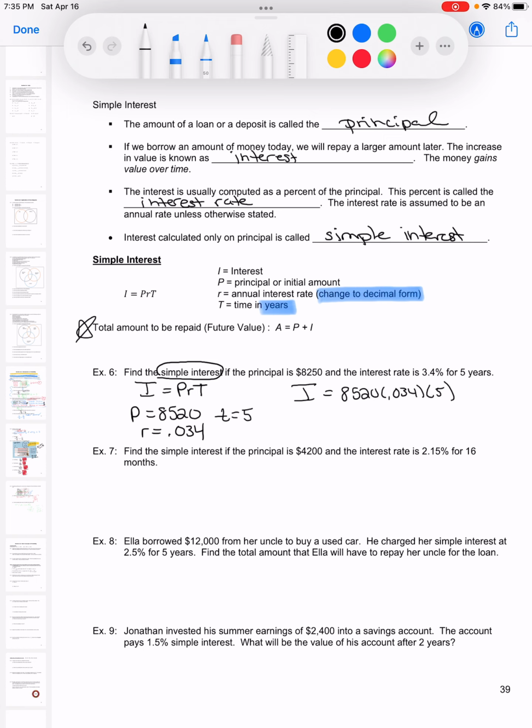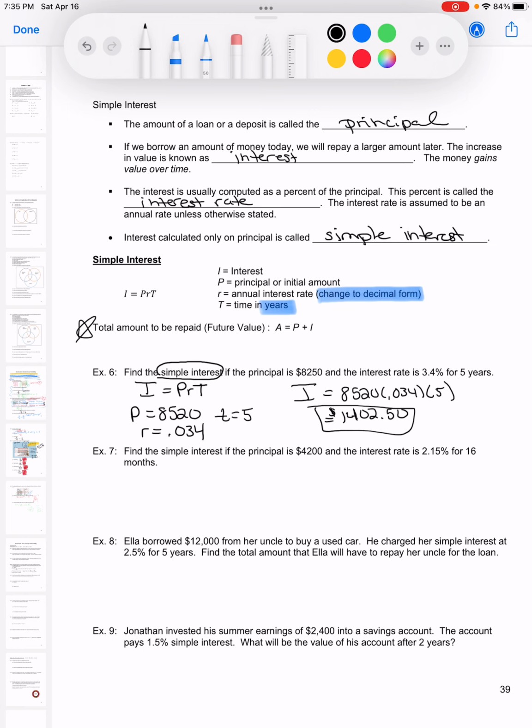I type that in my calculator, and it gives me that much. The rounding is not going to matter too much here. We're going to get to some later, but with money, we're always going to round to 2 decimal places. So you'll see throughout this chapter, I'll be rounding to 2 decimal places. So if I took out $8,250 on a simple interest loan, in this situation I would have to pay the bank the $8,250 plus $1,402.50. That's the interest amount. That's how much they're going to charge me for being able to take out that loan.